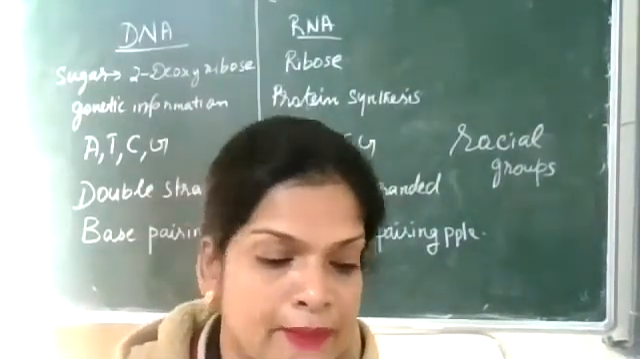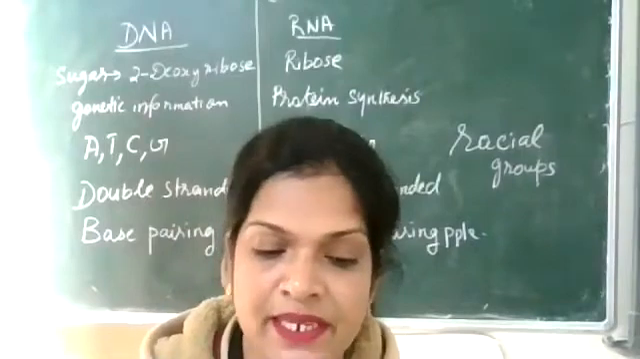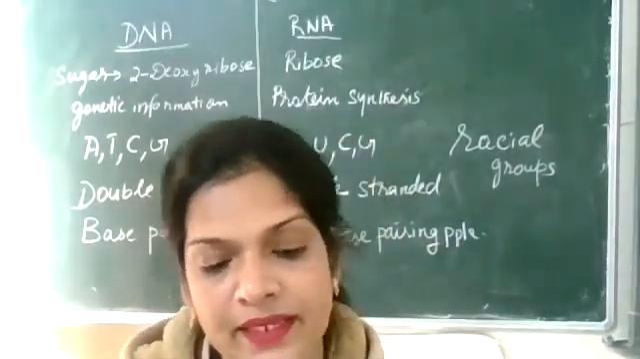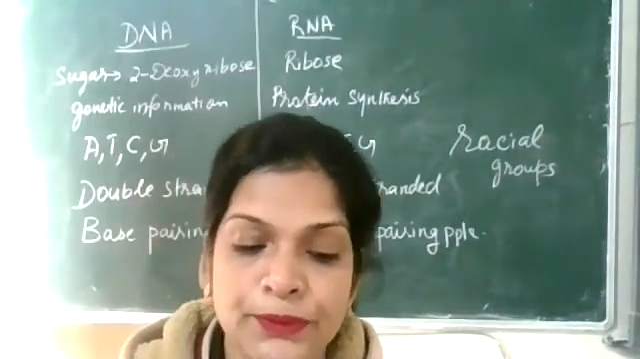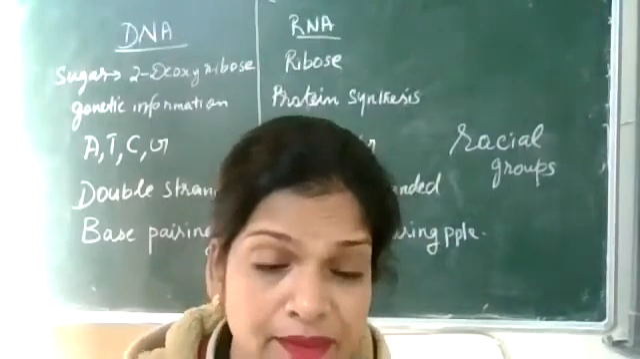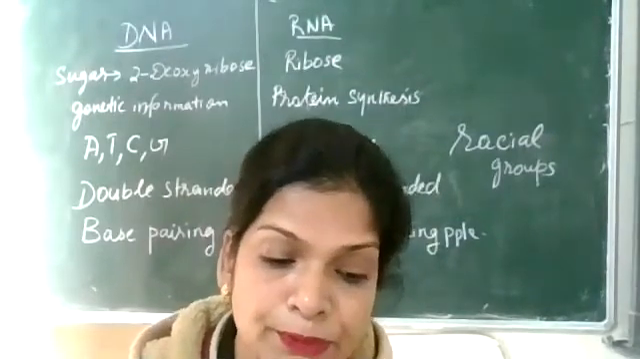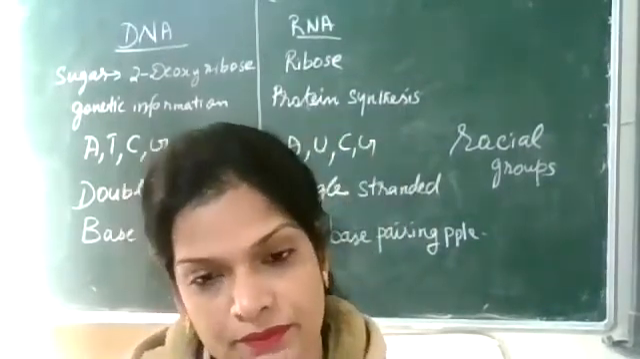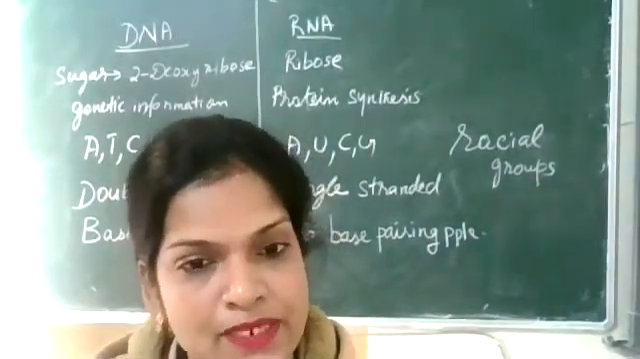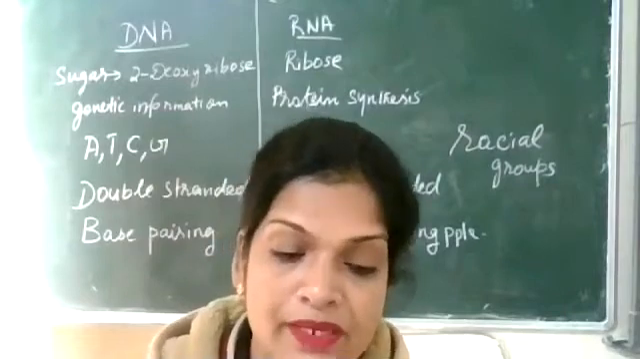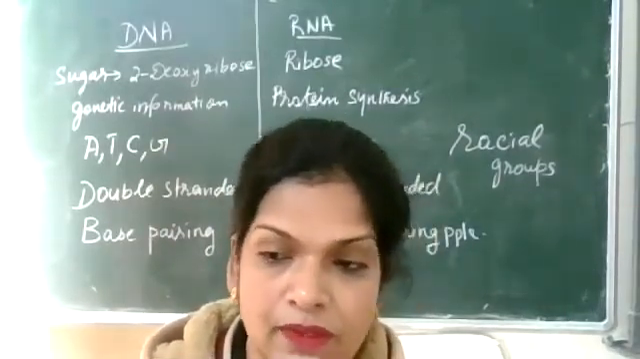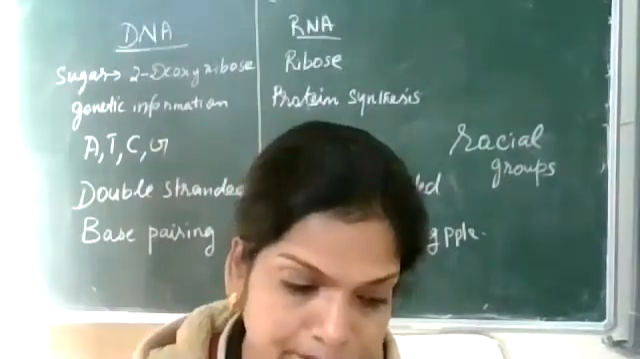Number two, if it is DNA, the sugar will be beta-D-2-deoxyribose. On the second carbon, no oxygen. Beta means OH is up. Beta-D-2-deoxyribose and thymine.